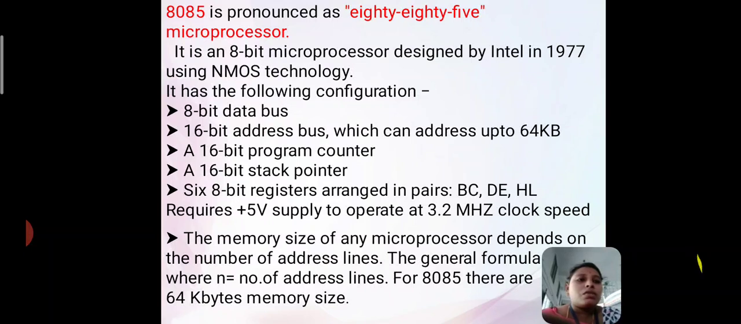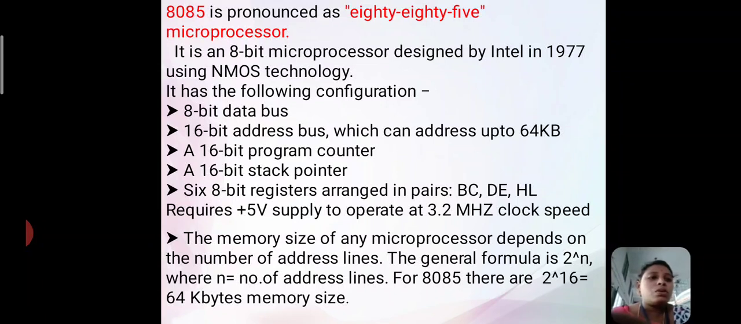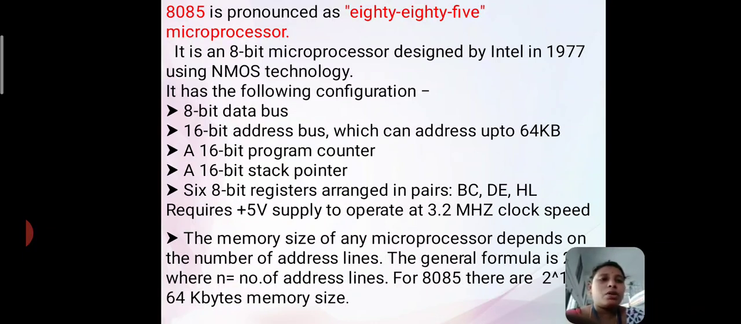Next, the memory size of any microprocessor depends on the number of address lines. The general formula is 2 power n, where n is the number of address lines. In our 8085 microprocessor, a total of 16 address lines are there. So in place of n, we substitute 16. Therefore, 2 power 16 means 64 kilobytes of memory size the 8085 microprocessor can address. These are some of the features of the 8085 microprocessor. Next, we see the functional explanation of each block.